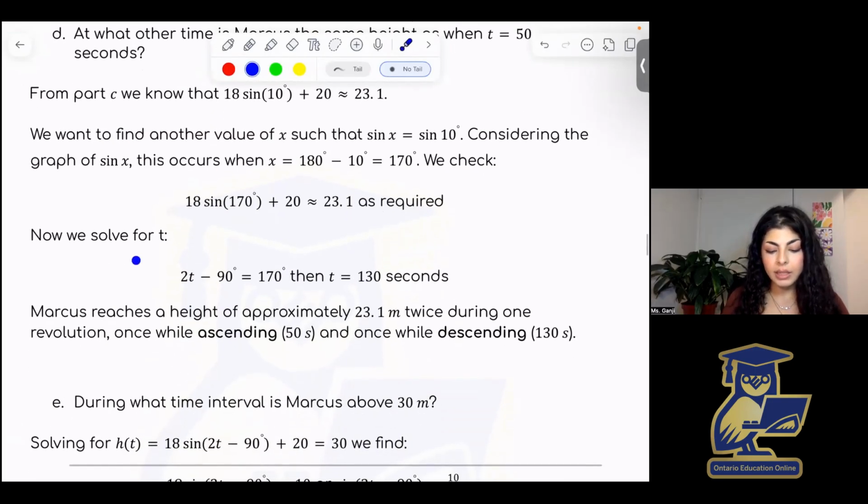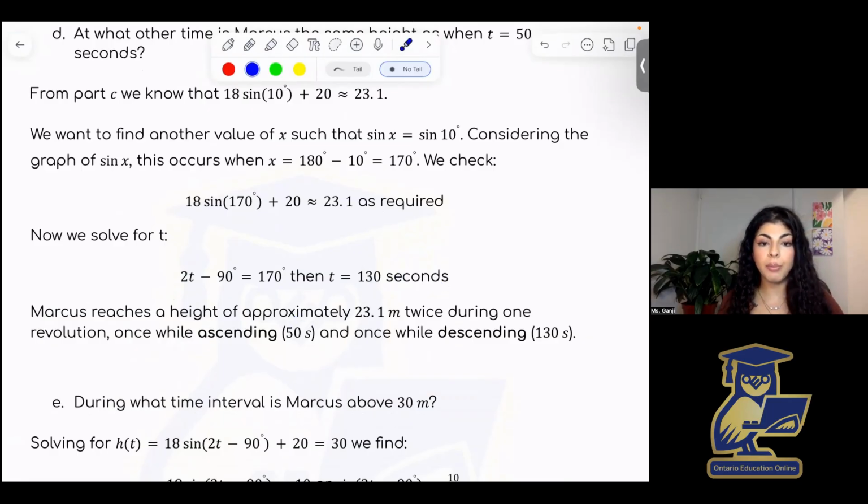And now we can substitute for that 2t minus 90 degrees, which is the input of our function, and we want this to equal 170, so that t is equal to 130 seconds. So Marcus reaches a height of approximately 23.1 meters twice during one revolution, once while he's ascending, going up, so at 50 seconds, and another time while he's descending at 130 seconds.